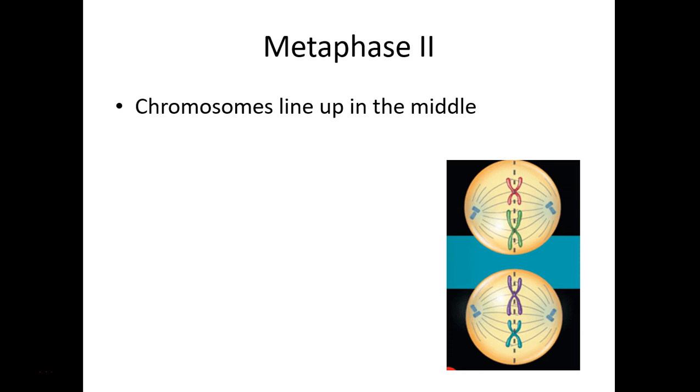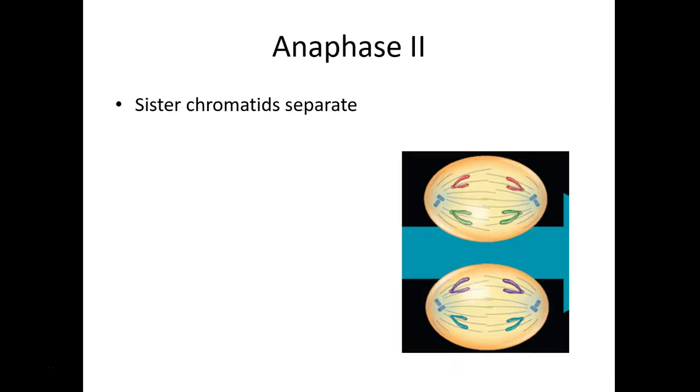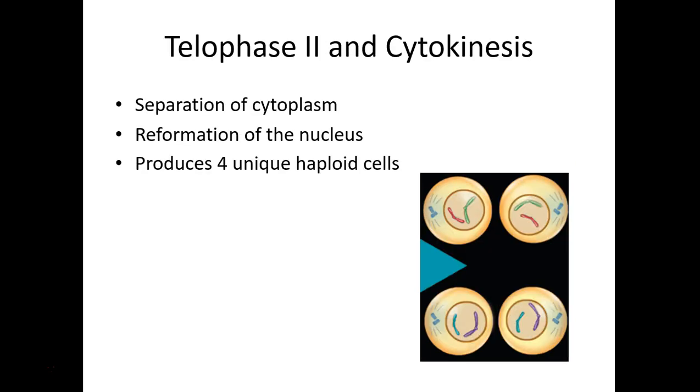We go through metaphase 2, where now each chromosome is lining up at the equator or middle of the cell. Anaphase 2, the sister chromatids are separated, so those identical parts of the chromosome are going to be split up. And then telophase 2 and cytokinesis, our cytoplasm is separating, and the nucleus will reform in each cell. We now have 4 unique haploid cells, so they have 23 chromosomes if we're talking about a human, and they are all different from crossing over.